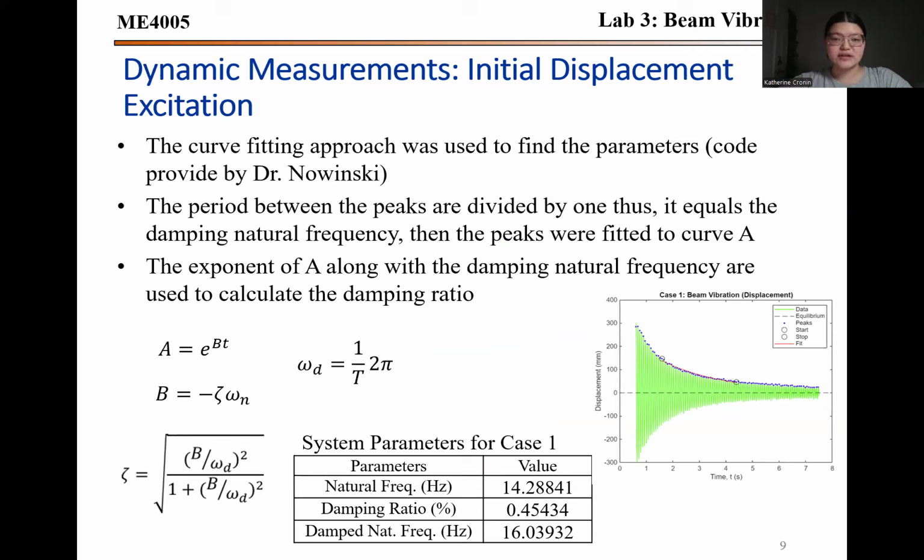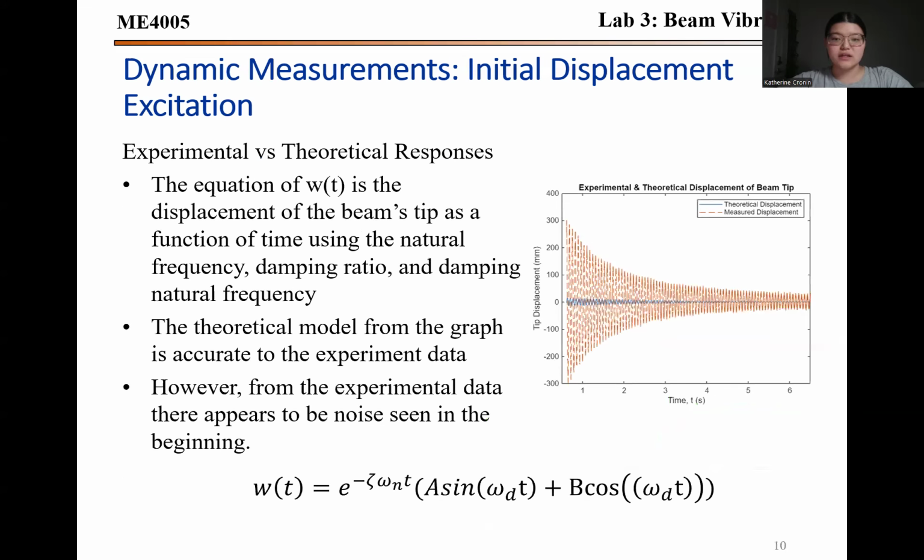You see here that the curve fitting approach was used to find the parameters. And then basically the process of how we were able to get the graph on the right-hand side. And then here are the actual experimental versus theoretical displacements of the beam tip.